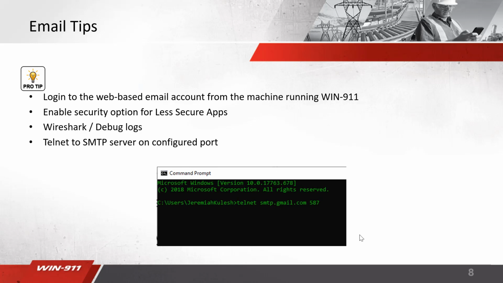There's also some options in there. You want to enable those security options for less secure apps. So for example, you log into your Gmail account and you go to the account settings, and under security there's just a little slider that turns on less secure apps. Now that's going to allow WIN-911 to send the emails to that server and then have it relay out to the destination. Your best friends here when you're troubleshooting email is Wireshark and the debug logs.